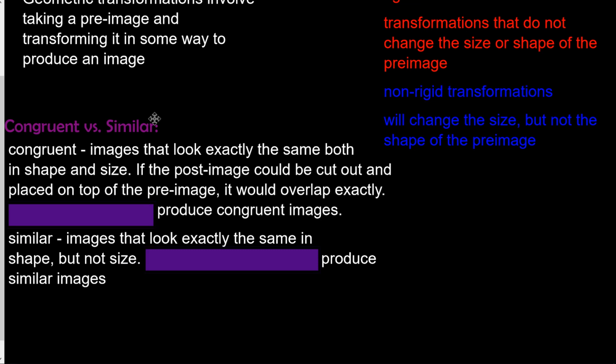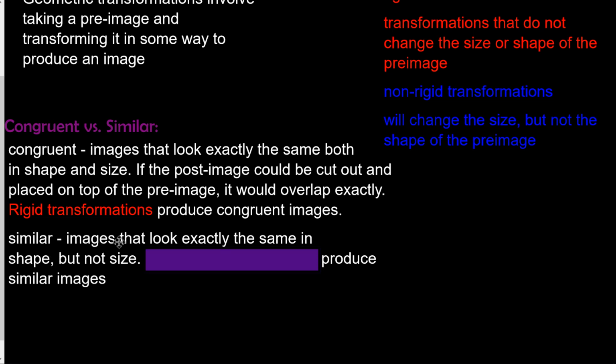Which takes us to what congruent and similar images are. Congruent images are ones that look exactly the same both in shape and size. If the image could be cut out and placed on top of the pre-image, it would overlap exactly. So that means that rigid transformations produce congruent images, because rigid transformations do not change the size or the shape of the pre-image.